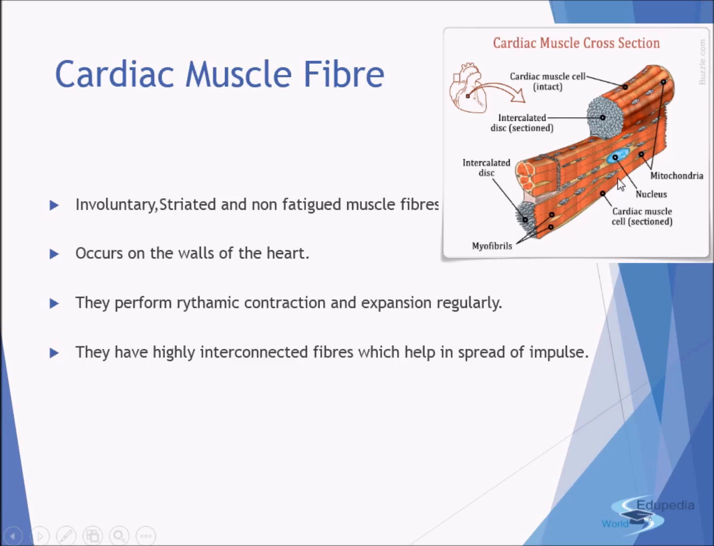Now whenever the heartbeat spreads, you are going to study in your higher classes, it is in the form of an impulse, and it has to pass from one muscle to the other so that the impulse can spread throughout the heart. In the area of union, intercalated discs are present. So you can see the structures. These are known as the intercalated disc.